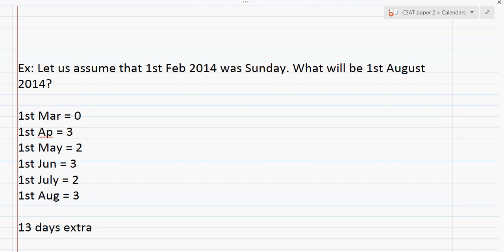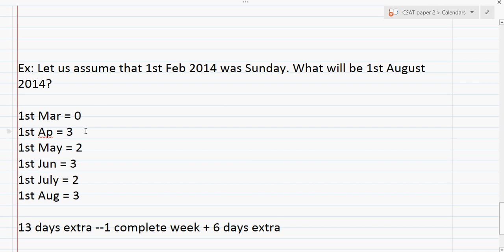13 days extra means again 1 complete week. This is equivalent to 1 complete week plus how many days? 6 days extra. So to Sunday we have to add 6 extra days. When we add 7 extra days, it becomes Sunday again. Now we add 6 extra days, so it has to be Saturday. Monday, Tuesday, Wednesday, Thursday, Friday, Saturday. It has to be Saturday. So 1st August 2014 is a Saturday.